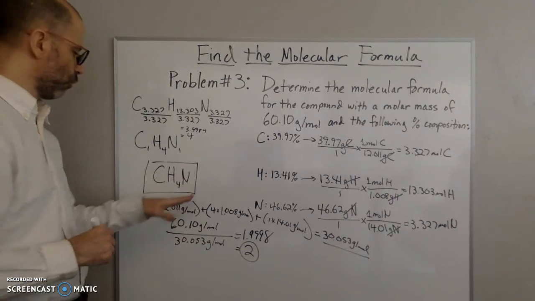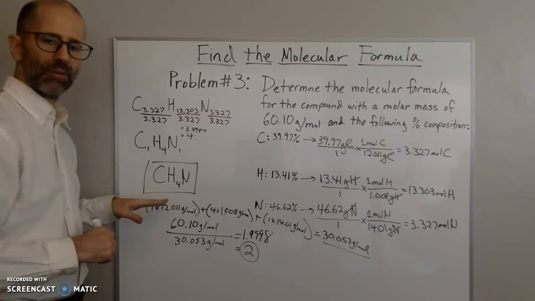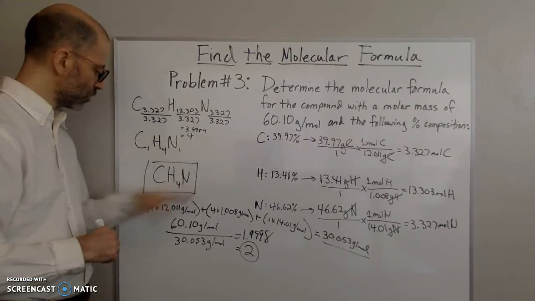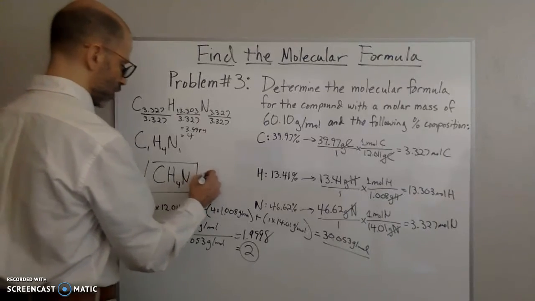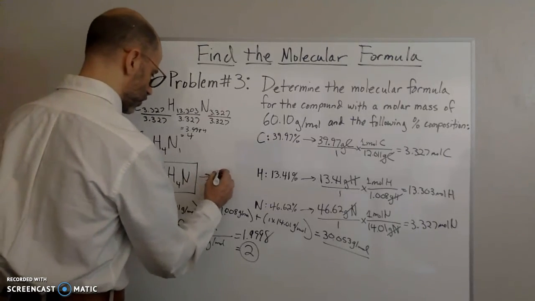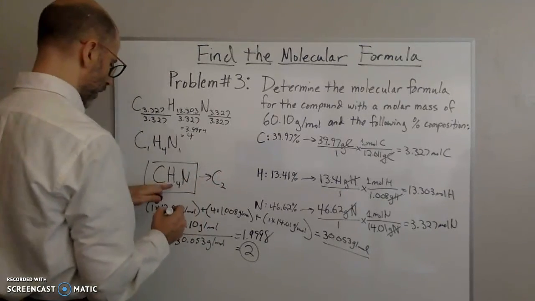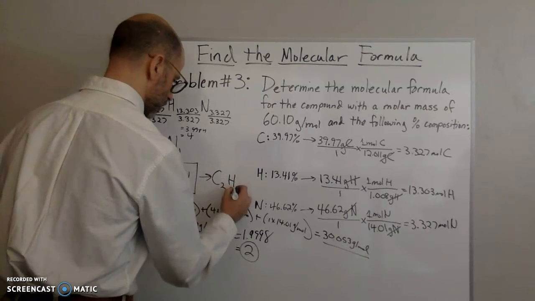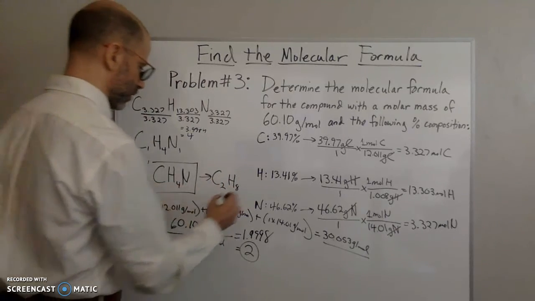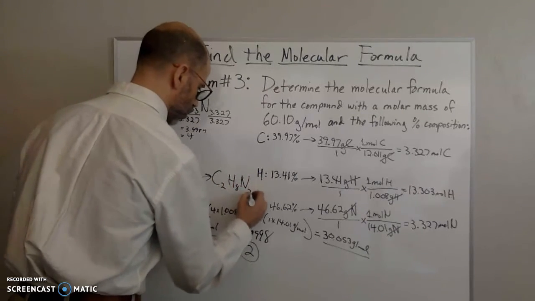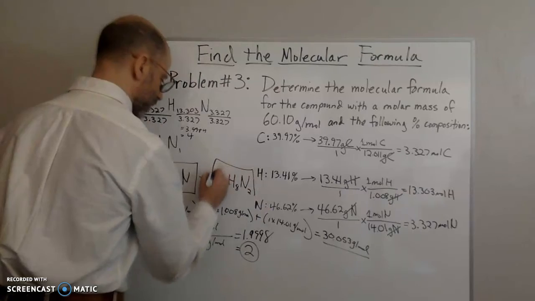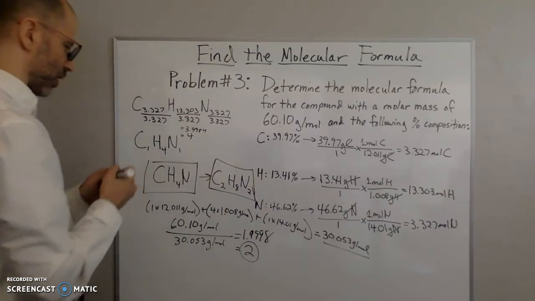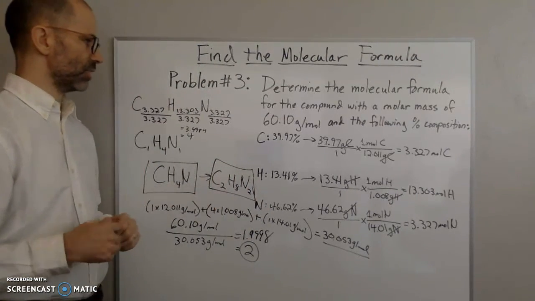So I take my empirical formula and multiply all the subscripts by 2. And so I get C2H8N2. So this is the actual formula for the substance.